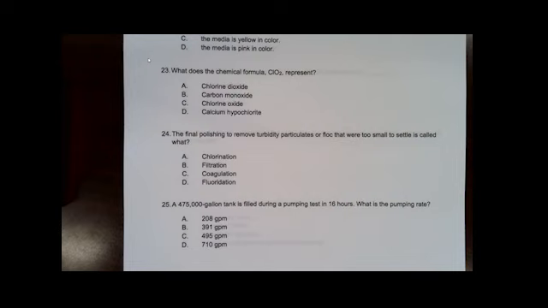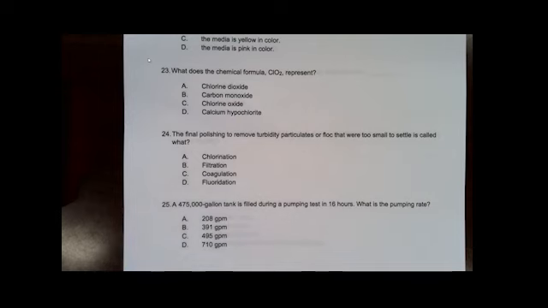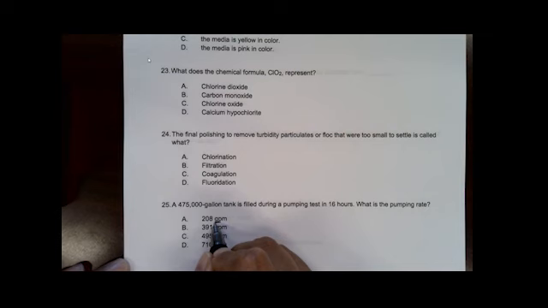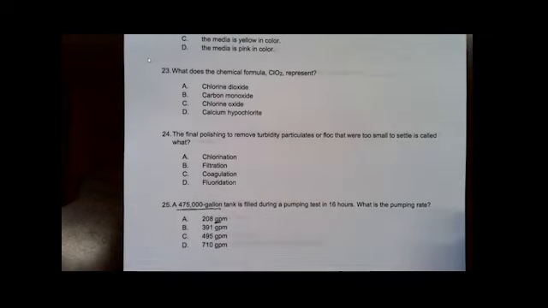Okay, let's break this down. The pumping rate is usually given in gallons per minute or gallons per hour. We're given both the gallons in the tank and a time, and that's what we need to calculate the pumping rate. We need the amount in gallons, or volume, per time. We already have our volume in gallons, so there's no need to change the units on the 475,000 since that's already in gallons.